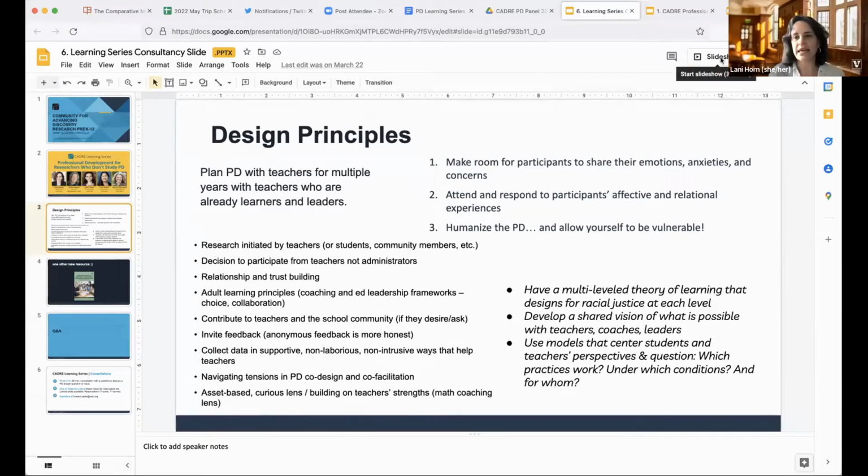I wanted to share the design principles we ended with in the last meeting, just as a quick reminder. This was what we came to. I don't expect you to read this all, but in our presentations in the last webinar, we came up with a list of design principles that are things that we think about as we design PD for our own projects. And so we use this as sort of a launching point for our consultations.